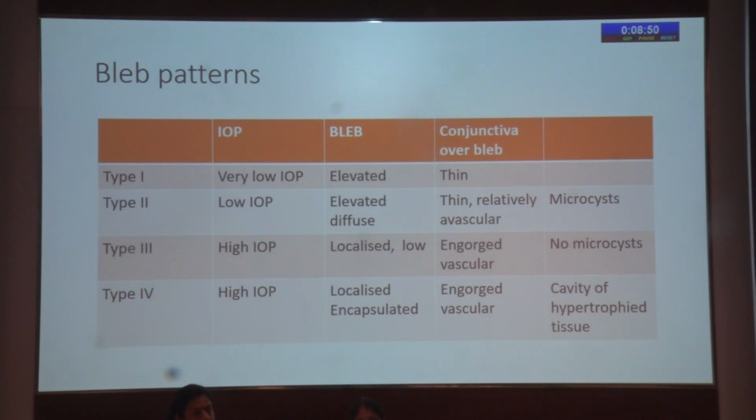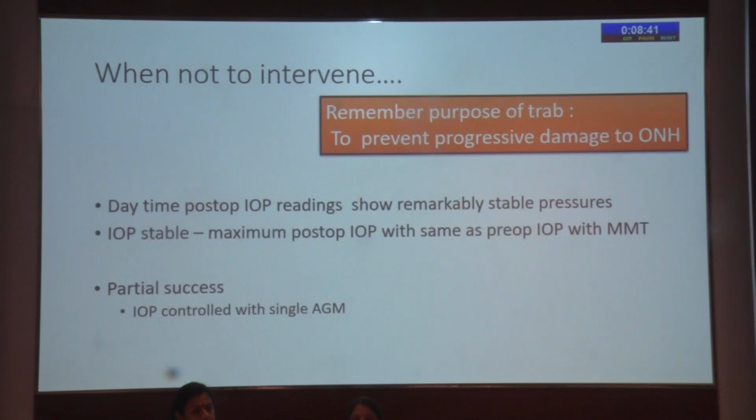So these are the bleb patterns which have been identified previously, like a very low IOP, elevated bleb, elevated diffuse bleb, localized low type of bleb, and localized encapsulated blebs. So when not to intervene, we have to remember that if the pressure which we wanted postoperatively is the same and remarkably stable, you need not intervene, you just have to monitor these blebs. The main purpose of the trabeculectomy is to prevent progressive damage to the optic nerve head, and if you have achieved this, then it is well enough.